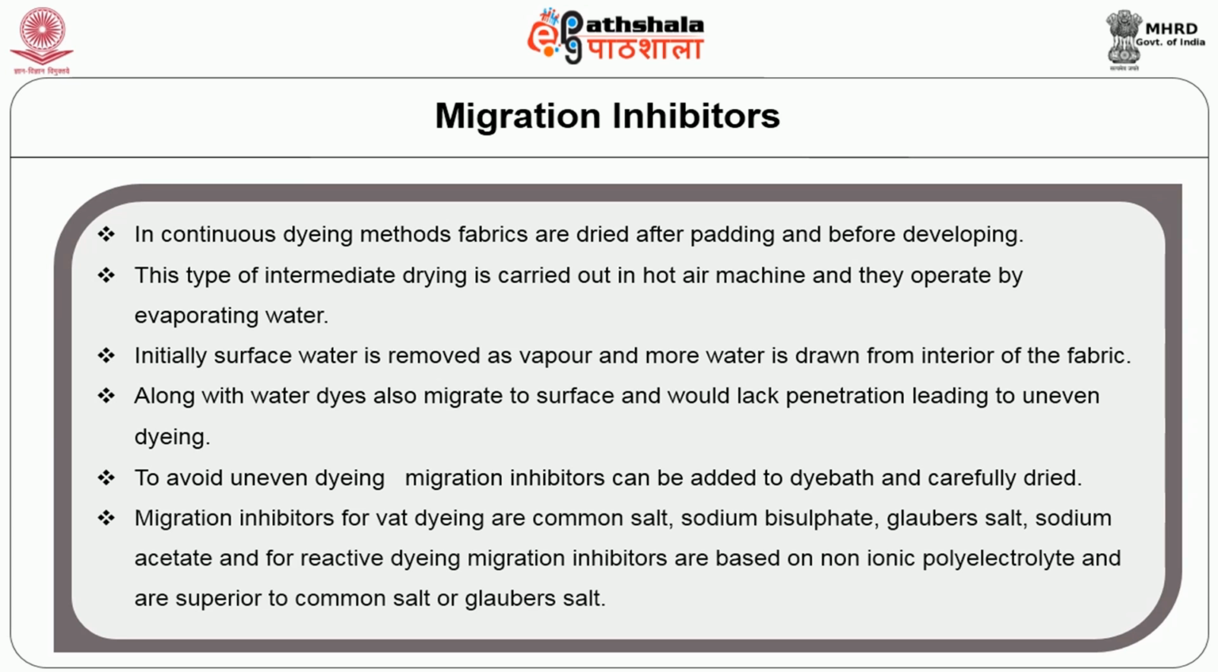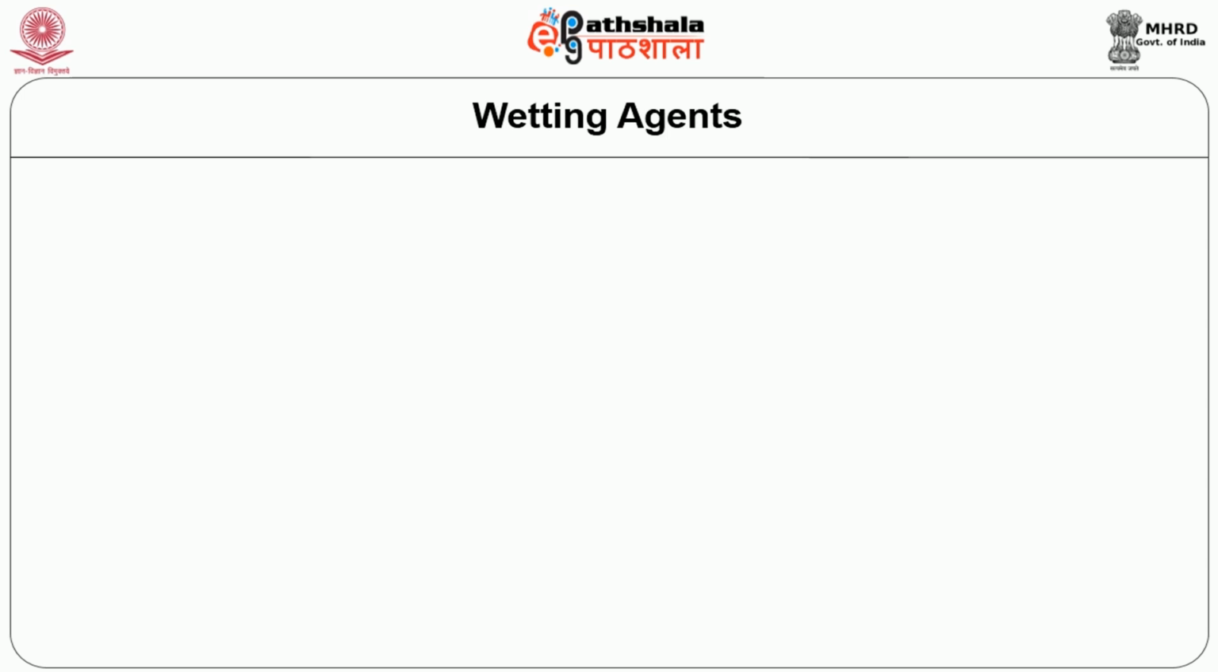Migration inhibitors for vat dyeing are common salt, sodium bisulfate, Glauber salt and sodium acetate. And for reactive dyeing, migration inhibitors are based on non-ionic polyelectrolyte and are superior to common salt or Glauber salt.